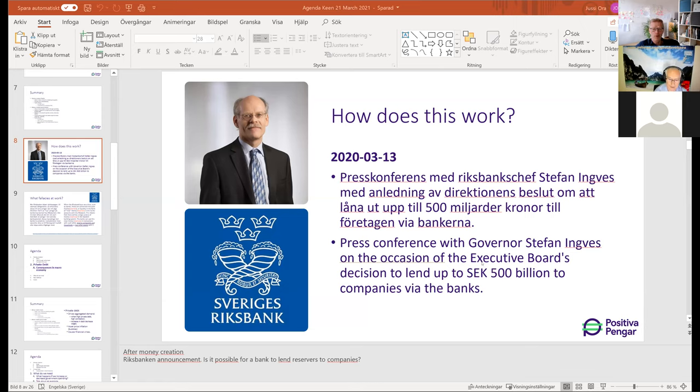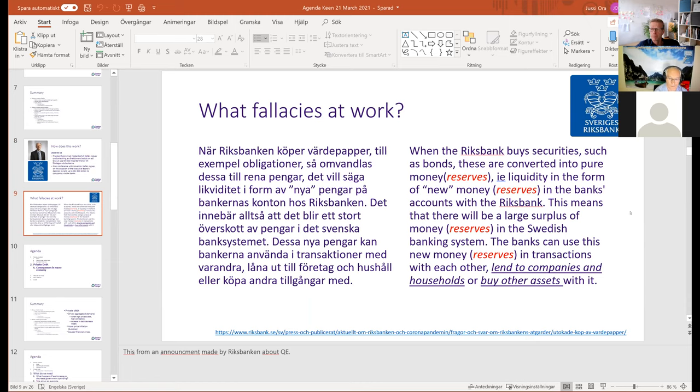Well, if you take a look at your next slide, which we've already seen, just go back to your next slide. He thought that when it buys the securities from the banks, they're converted into reserves and new money, and that means they have a large surplus, which they can lend out. So he's caught up in the fractional reserve banking model. Which is not amazing. He did an economics degree.